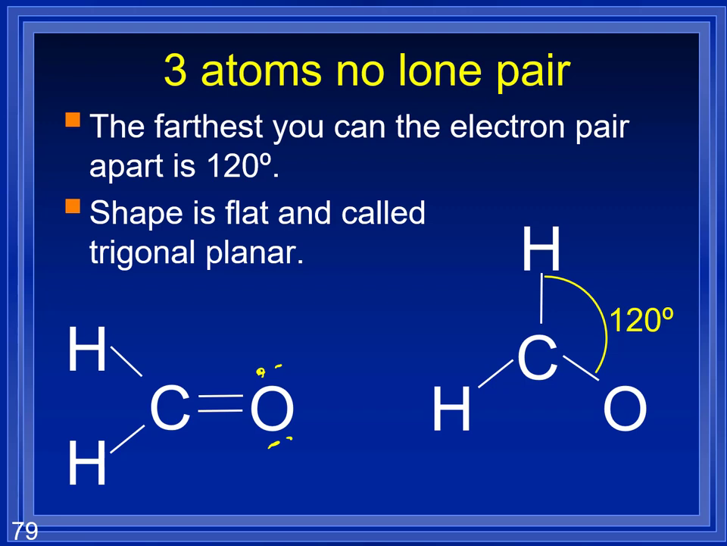So if it's pointy, there's a lone pair pushing them down. These electrons push those down. If it's not pointy, if it's flat, there's no lone pair. So the lone pair makes it pointy because they want to get away from it. No lone pair, they can get further away. Reasonable? Okay. Trigonal planar.